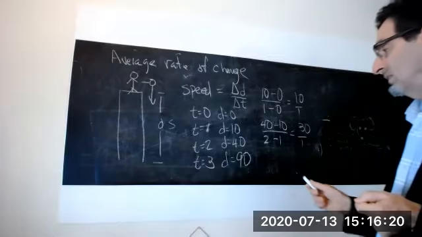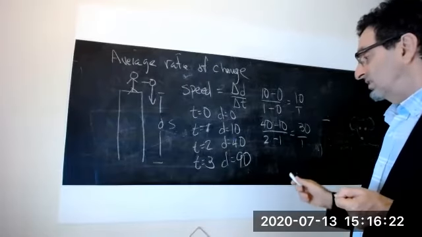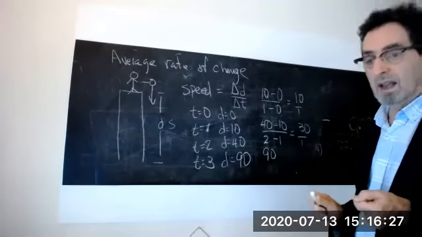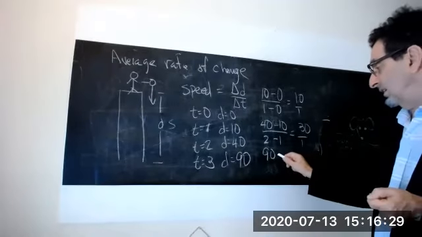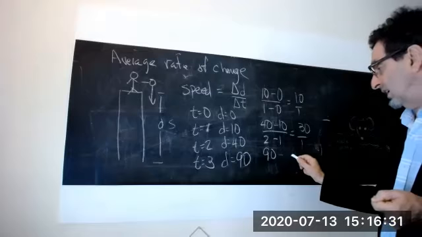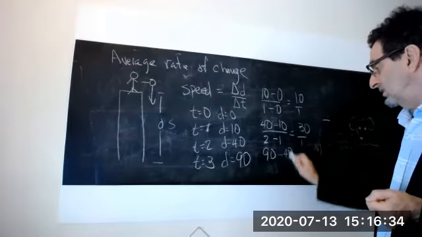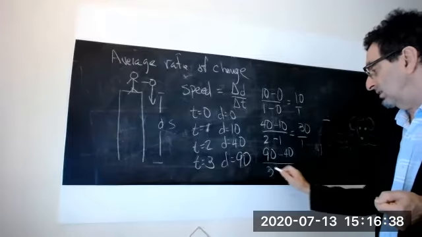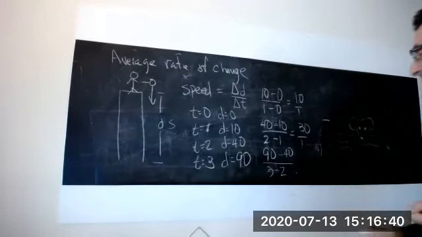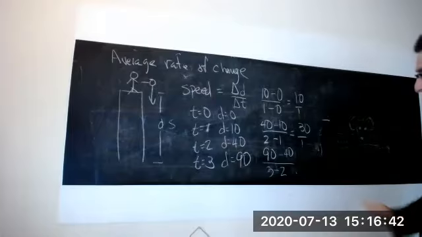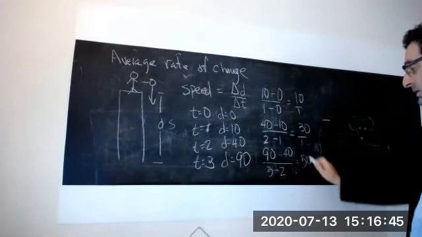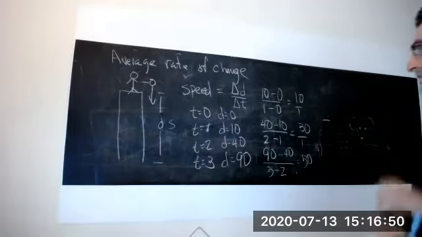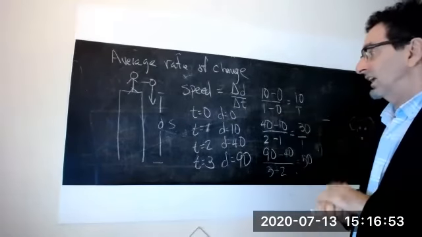And let's do the same thing for the last interval. At the end of the third second, it's at 90. And at the beginning of the period, it's 40. The distance it's traveled is 90 minus 40. And again, it's 3 minus 2, or 1 second. So now it's 50 meters per second. Okay, so this is called the average rate of change.